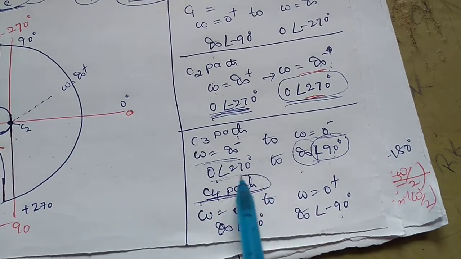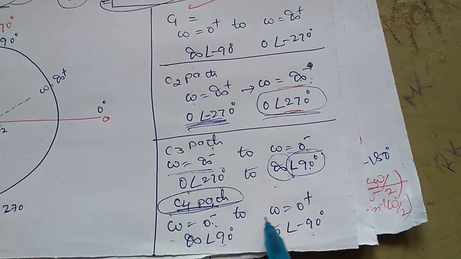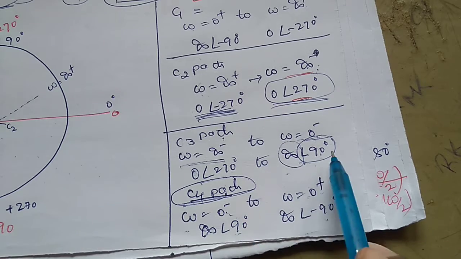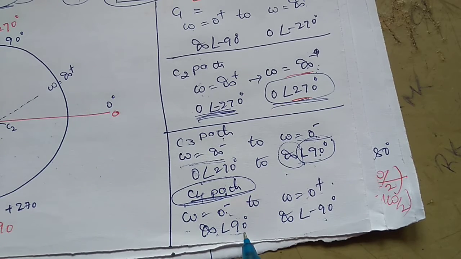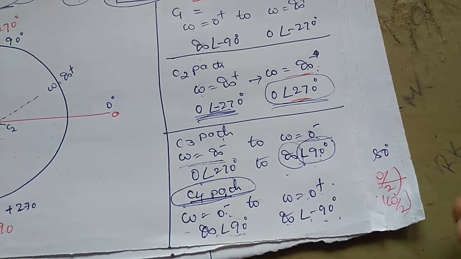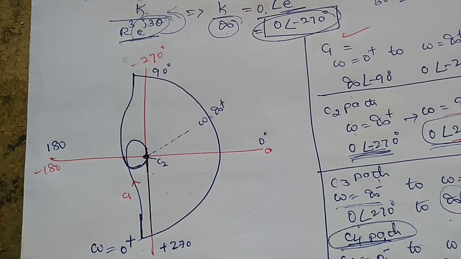Then we can calculate the last path, that is C4. So omega equal to 0 minus to omega equal to 0 plus. At 0 minus, we know it is infinite at an angle plus 90. For 0 plus, infinite at an angle minus 90. Now you have to plot the final Nyquist plot.